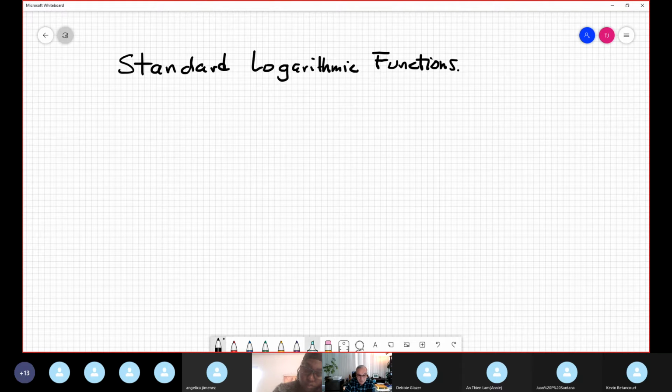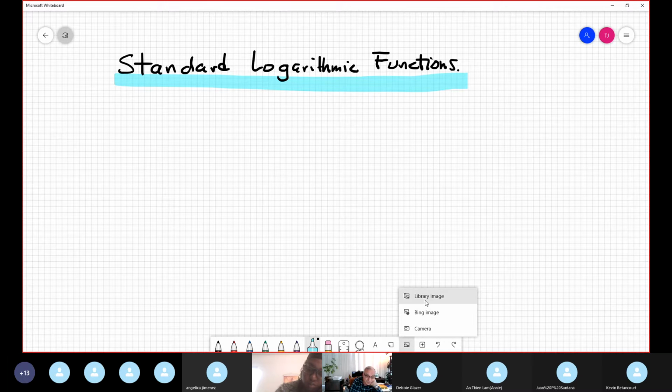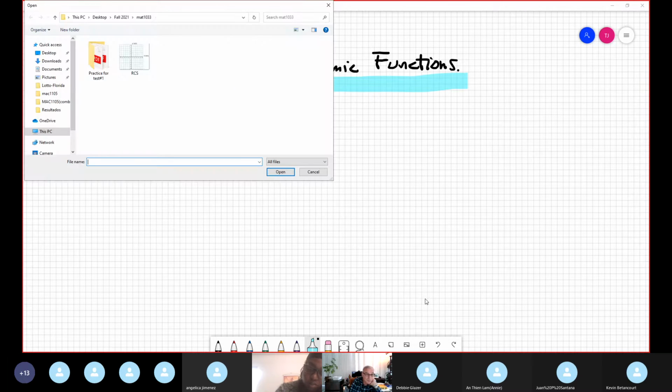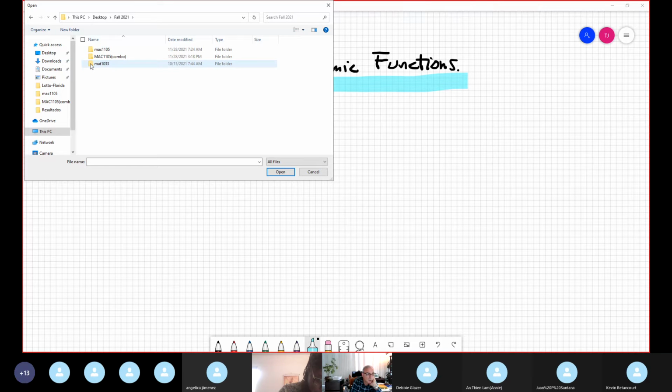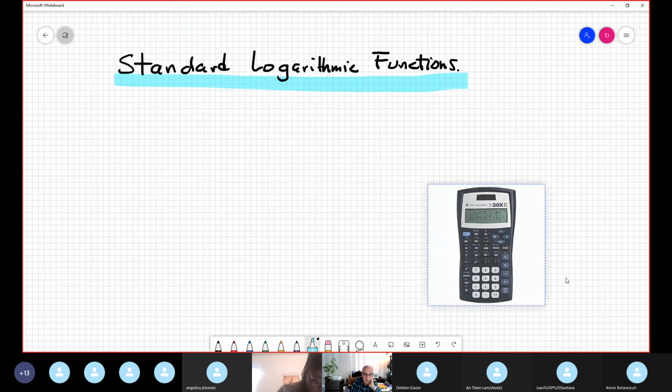What's that? Well, unfortunately, in our calculator, let me try to bring the image of the calculator. Okay, I suppose that we have the image of the calculator in this folder. Maybe here. No. Maybe here. Yes, I got it. Okay, guys, this is the calculator.